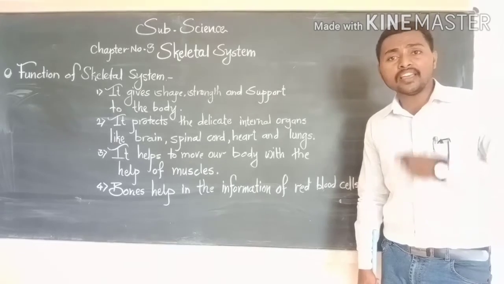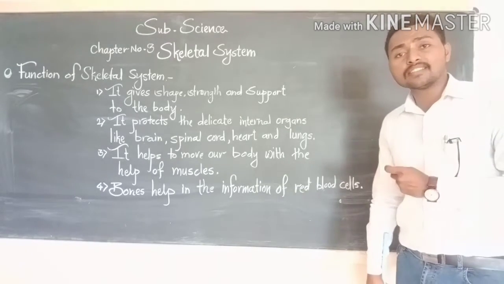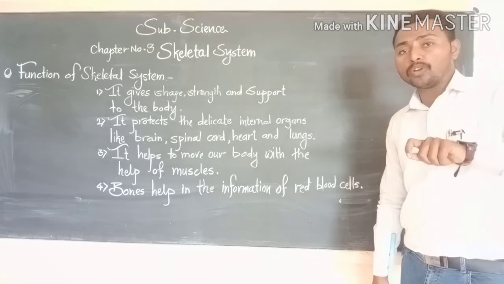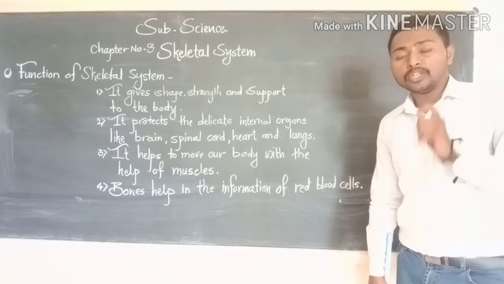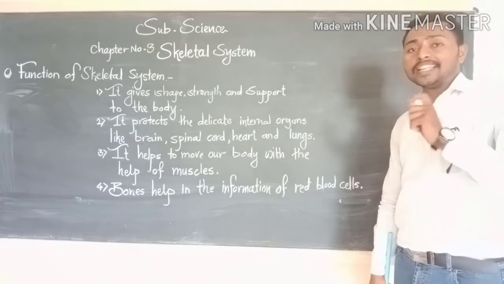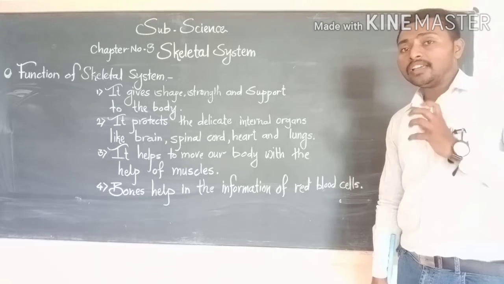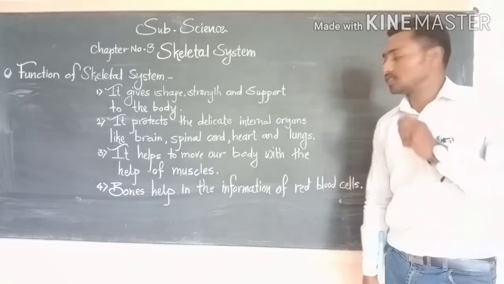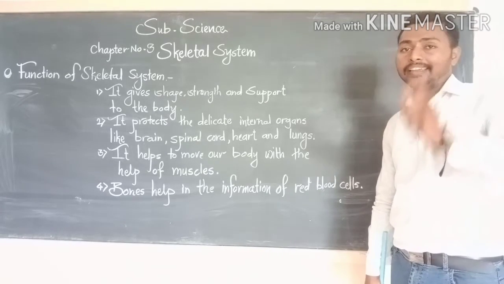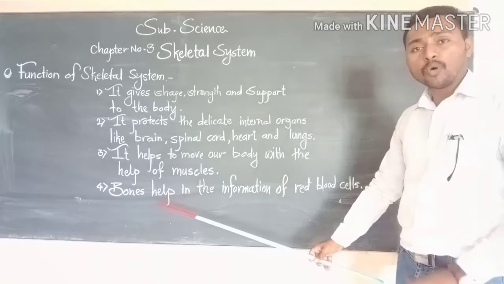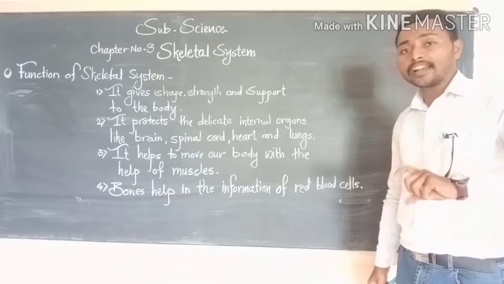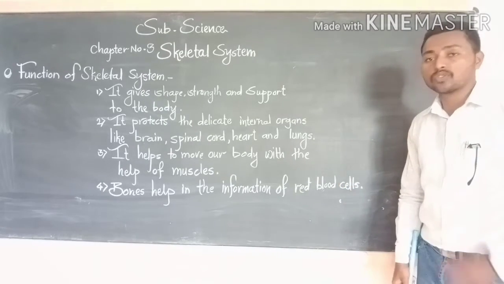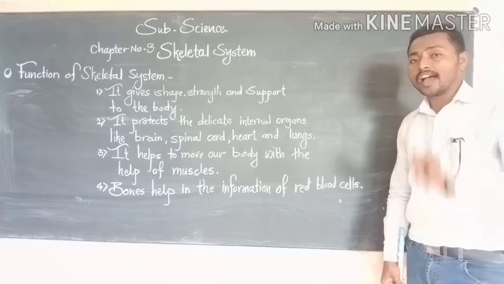RBCs kahan pe paaye jaate hain? Where are the RBCs found? RBCs, that is red blood cells, are produced inside the bone and are found in our blood. Due to the presence of red blood cells in our blood, our blood is red in color. Due to this reason, the color of our blood is red. So, bones ke andar RBCs hone ke karan hi hum RBCs ko pehchan sakte hain. So, bones help in the formation of RBCs.